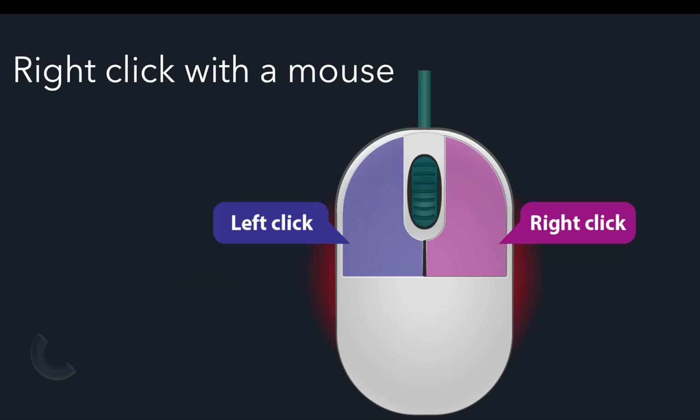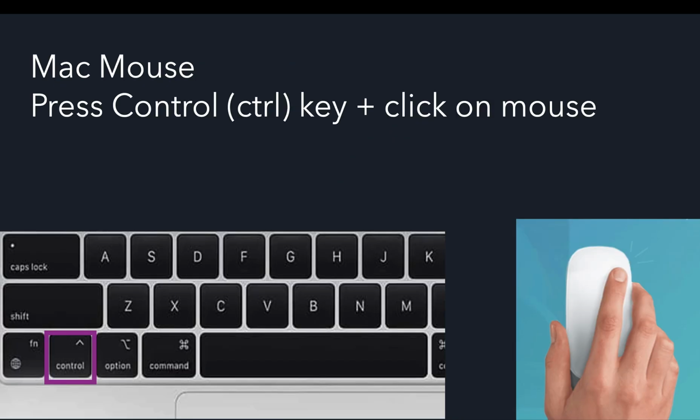And just in case you don't know about right clicking, if you have a mouse and it is a PC mouse, you will have two sides that you can click, so the right click is on the right side. If you have a Mac mouse though, it's not as easy because for whatever reason Mac did not choose to put two click sides on the mouse. So instead you would have to hold the control key on your keyboard while clicking on your mouse, and that will be the same thing as a right click.